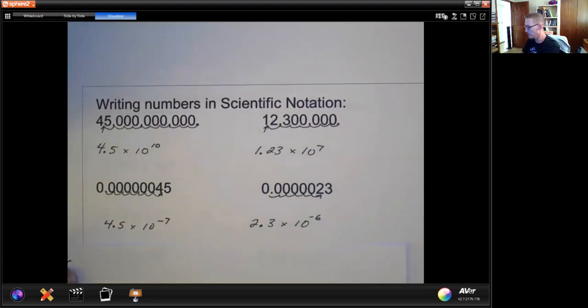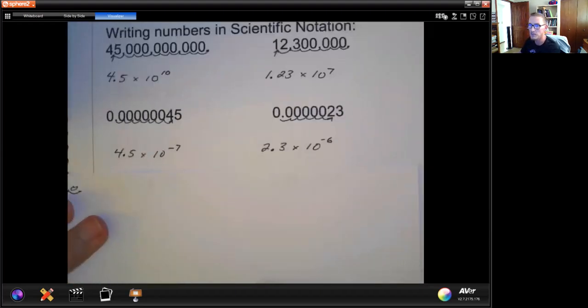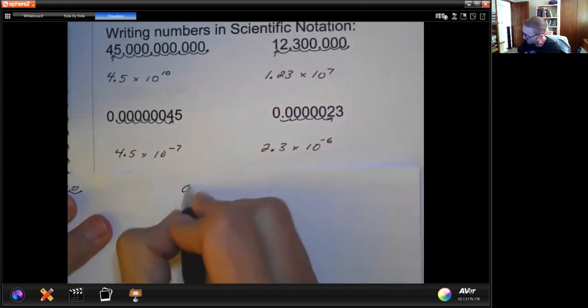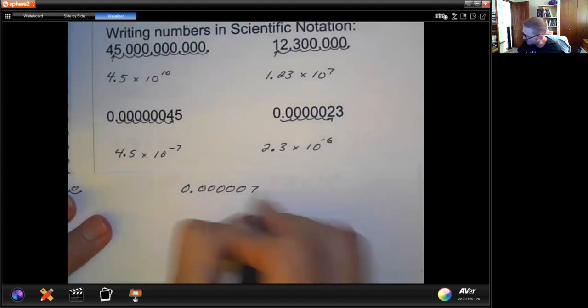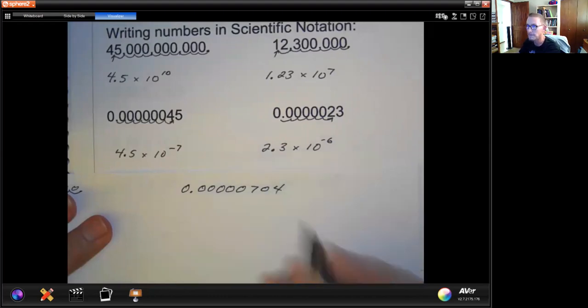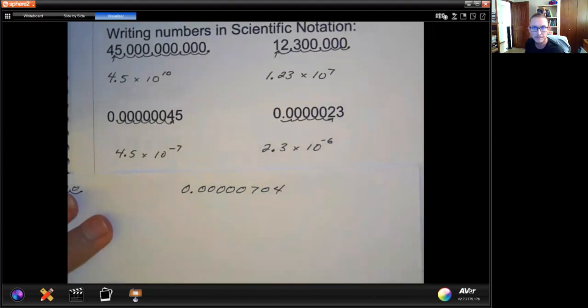All right, let's move up the camera here a little bit. So I want you to try another example. 0.0000704. I want you to pause it and put that in scientific notation.